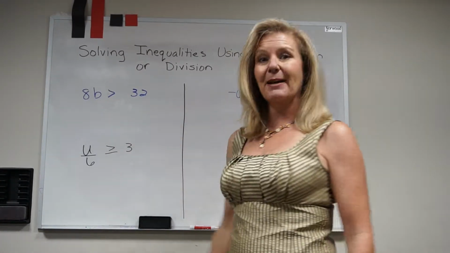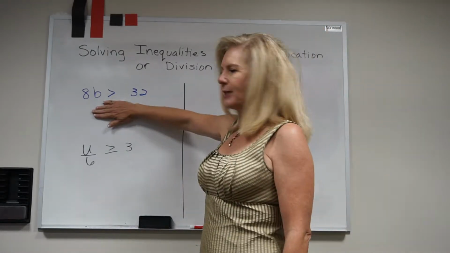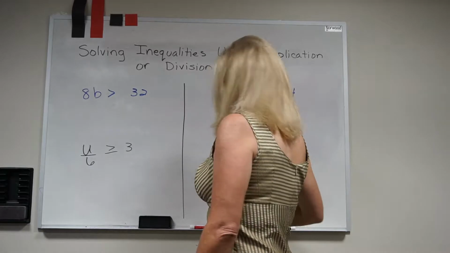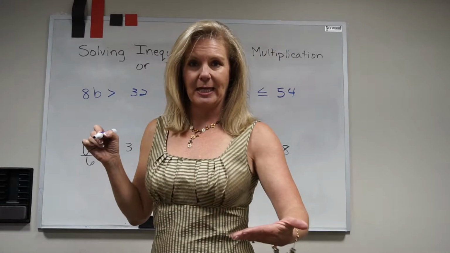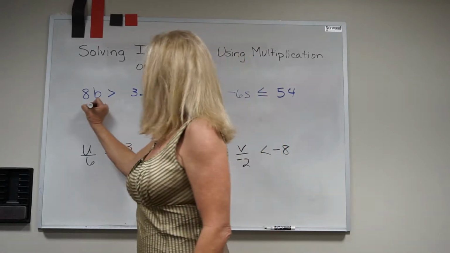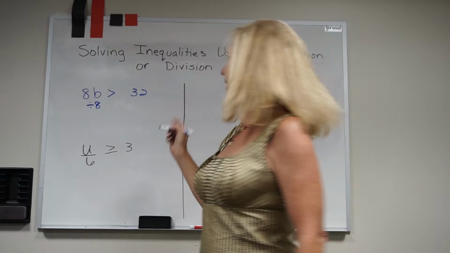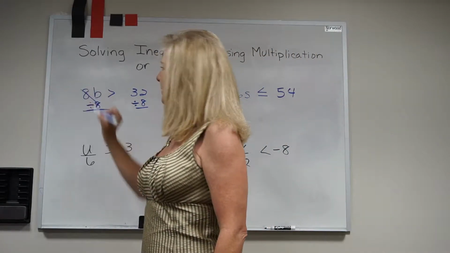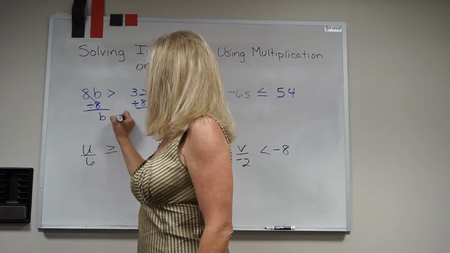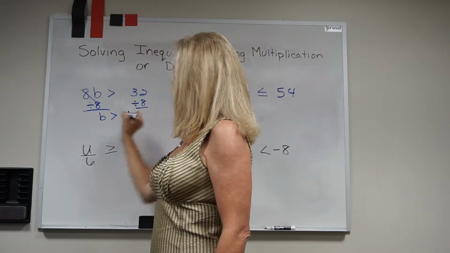So if I have this, my job is to figure out what b is. So I know that I'm going to use inverse operations to figure this out. And so I know that right now this is 8 times b. The inverse operation would be divide by 8. But if I do it on one side, I have to do it on the other. In the end, these will cancel out. I'm left with b is greater than 32 divided by 8 is 4.